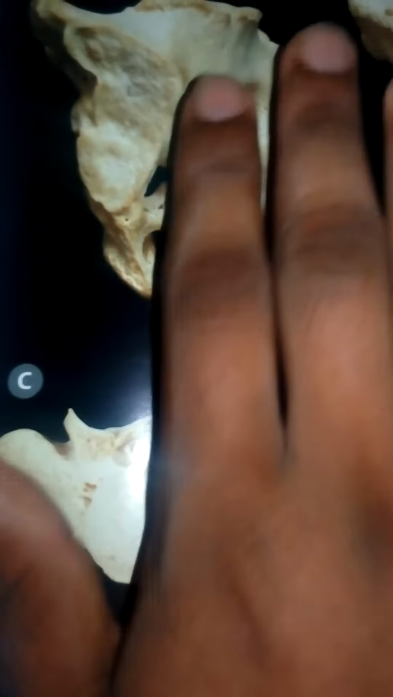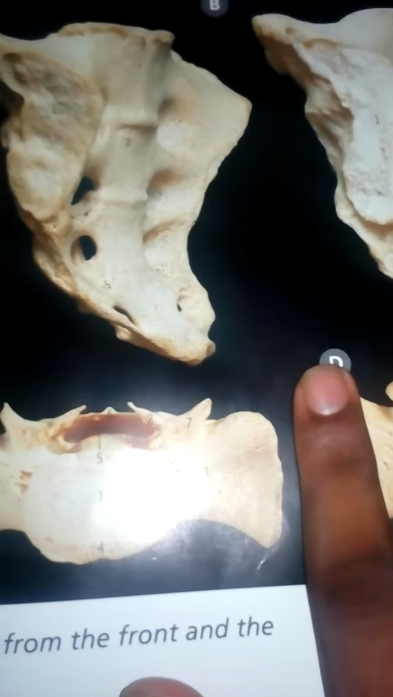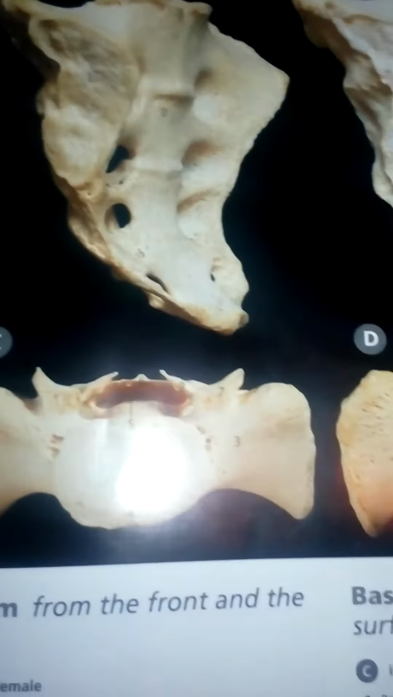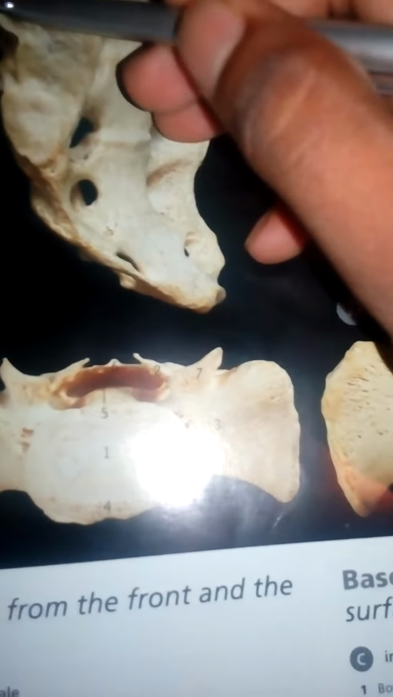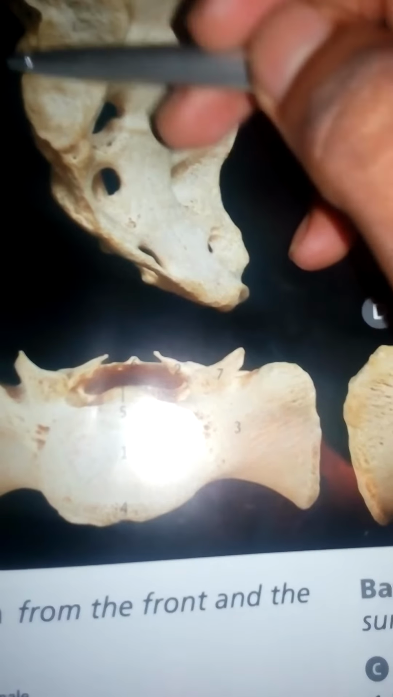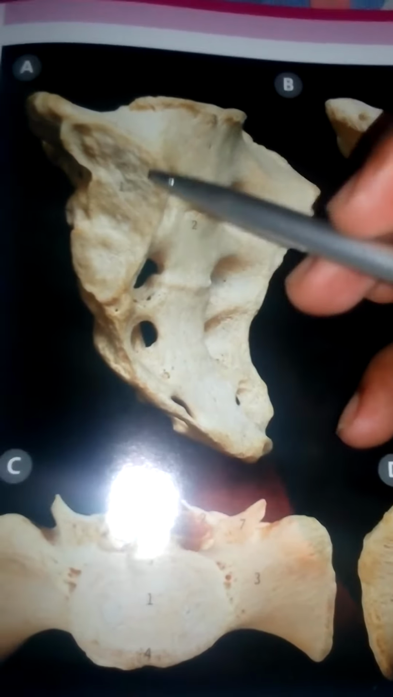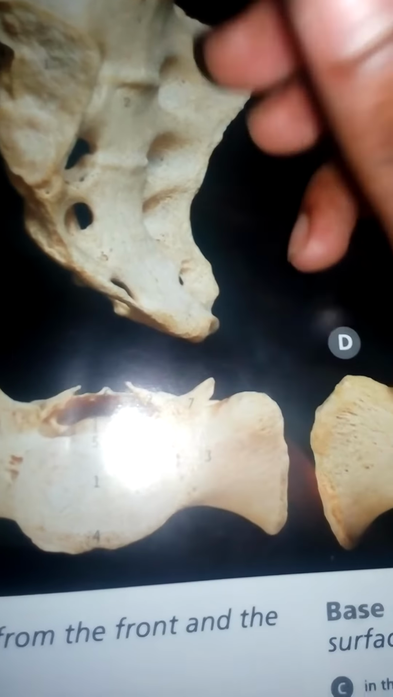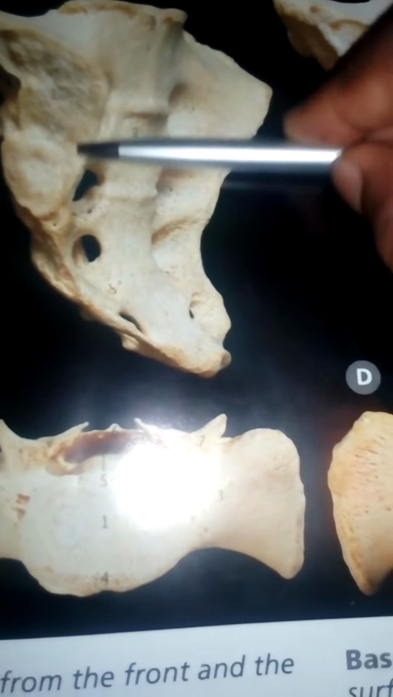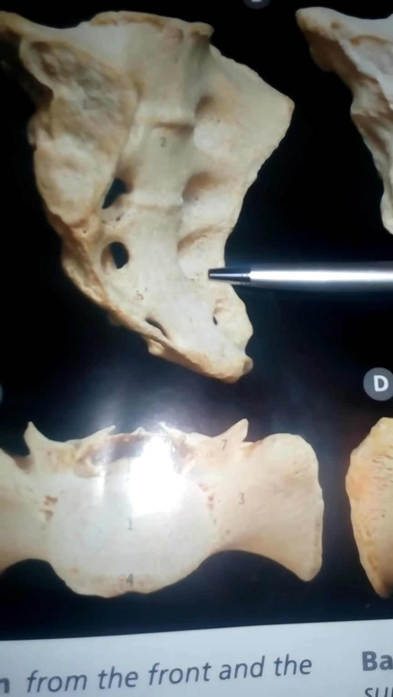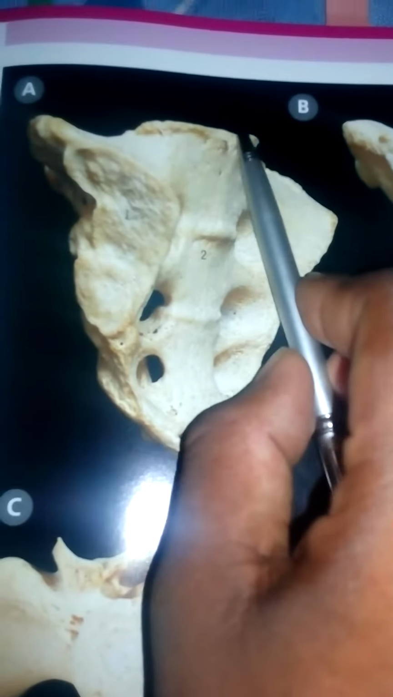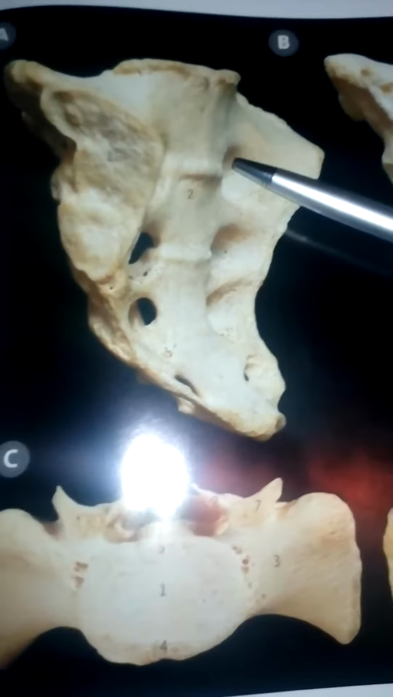Then you should go to the minor anatomical features of this particular bone. I'm starting with this point. This is called the auricular surface of the bone. Then we have the pelvic surface. This is the pelvic surface of the bone. Then we have this special ridge-like feature which is called the promontory.